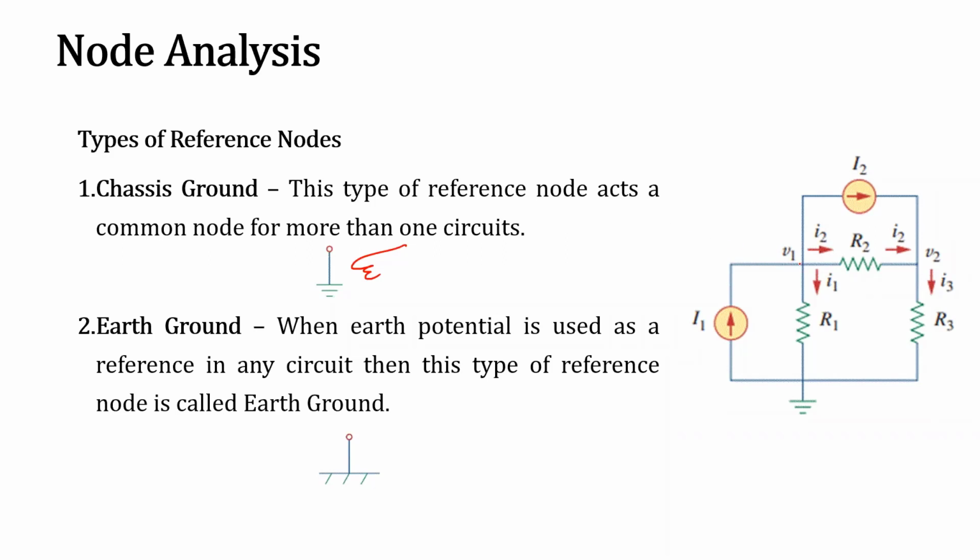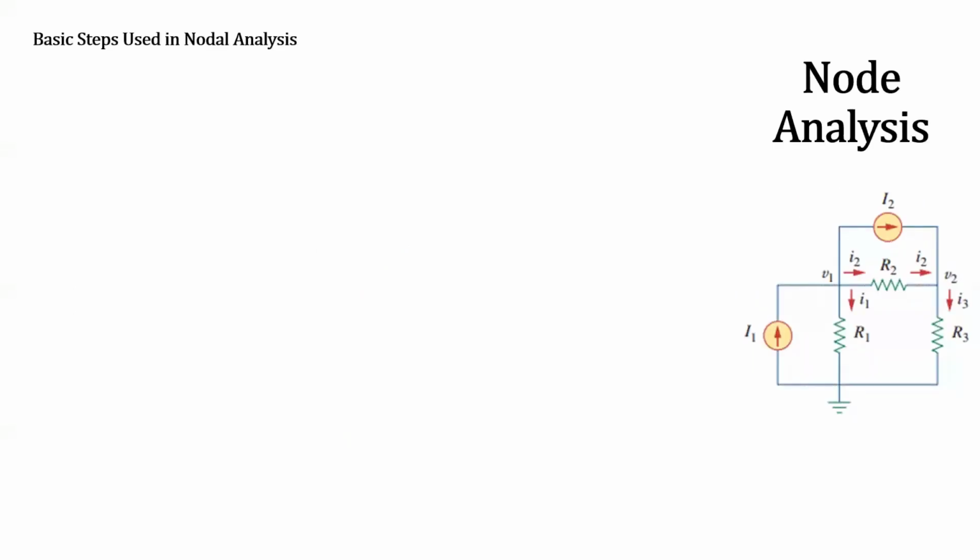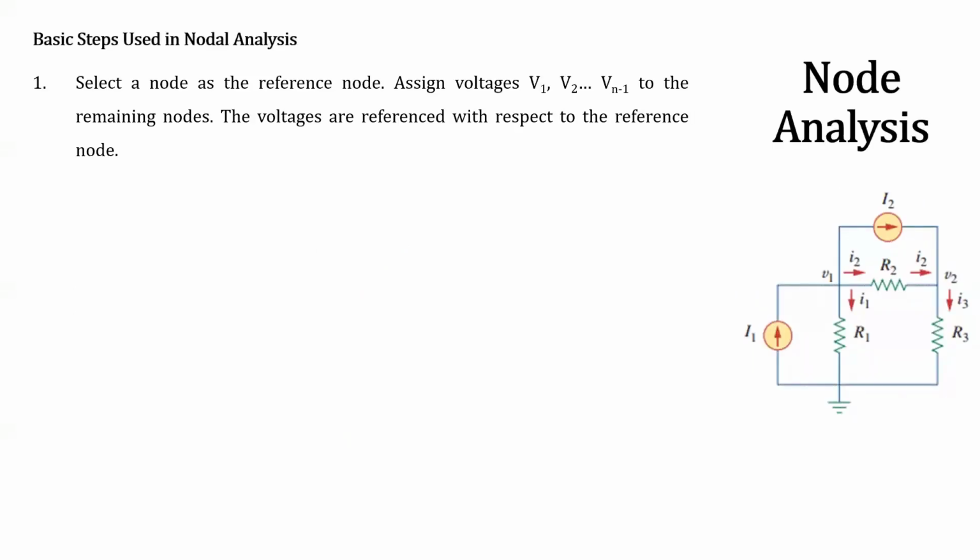So in this circuit, we do find 3 nodes, 1, 2, 3 as the nodes. Out of these 3, 2 are the non-reference nodes, node 1, node 2, and this node is considered as the reference node. All right. Based on this concept, let us see how to solve any circuit using node analysis.